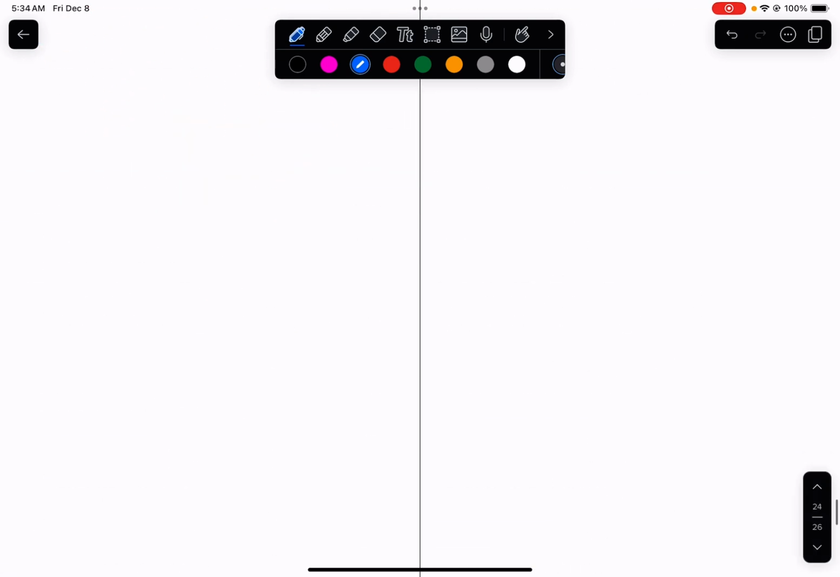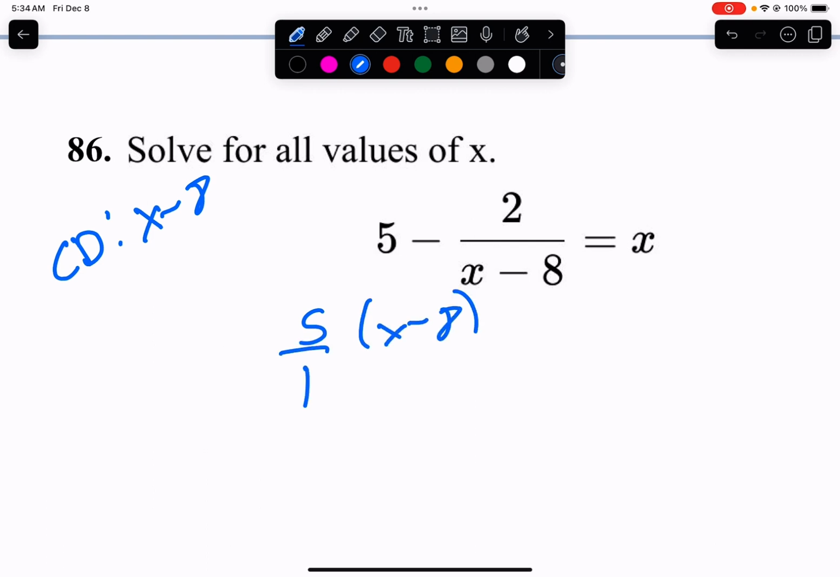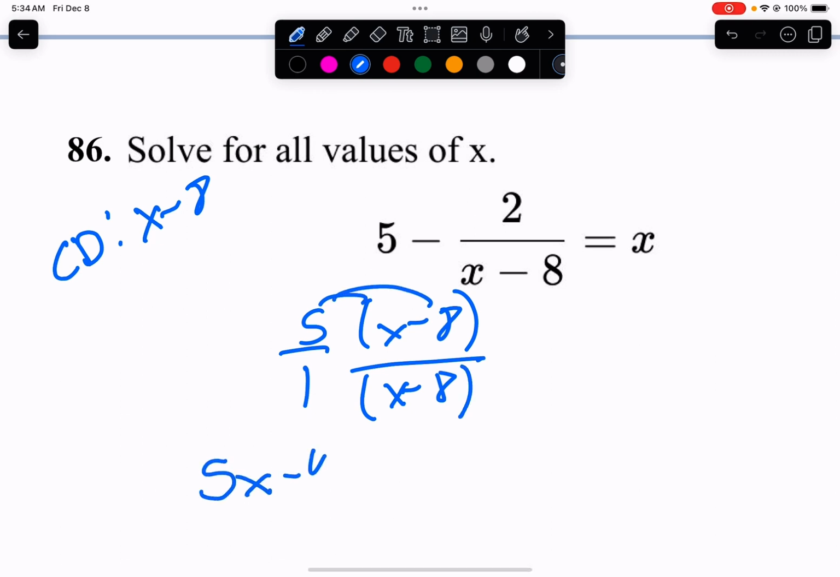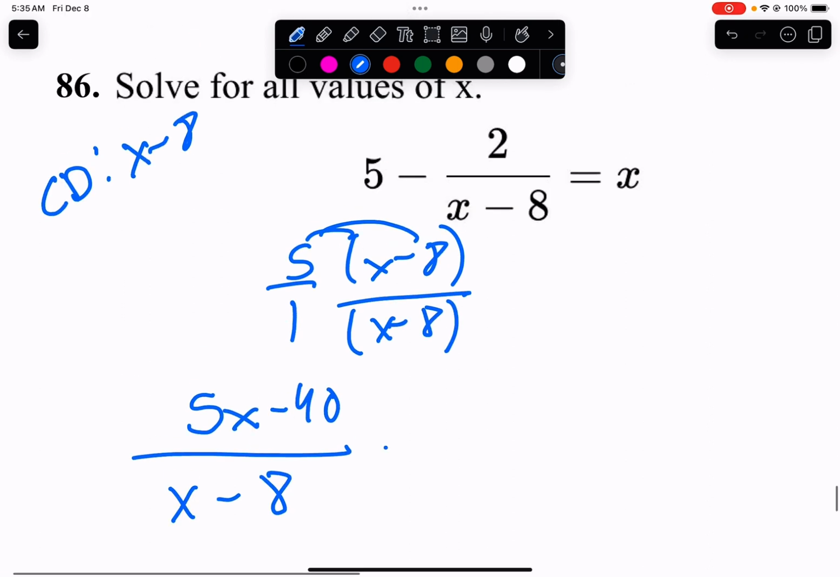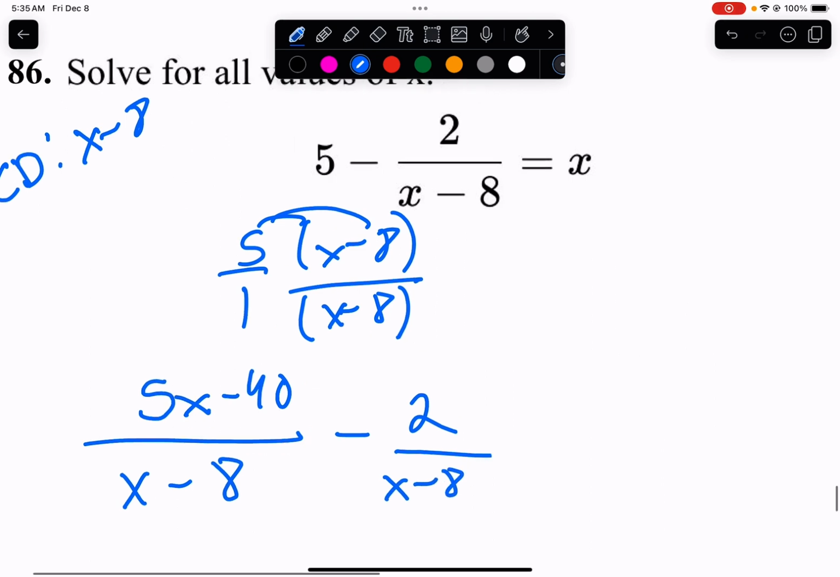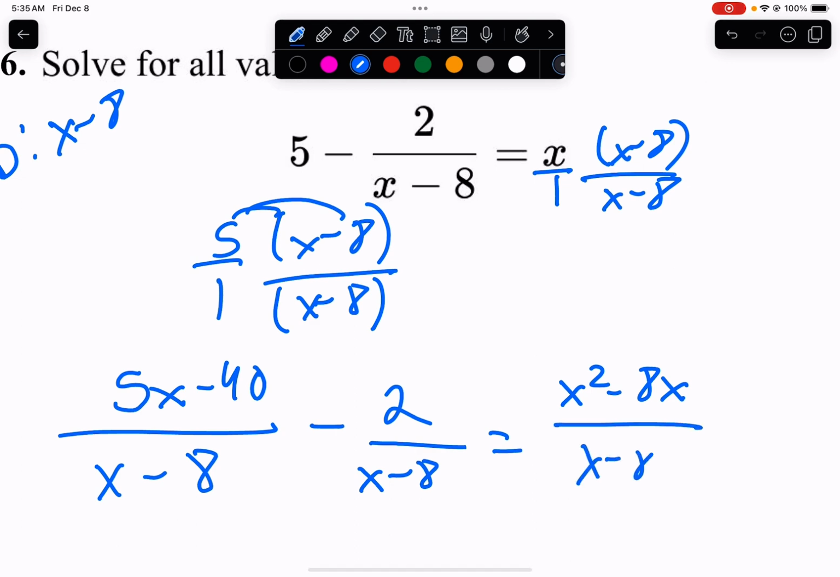All right. Let's go ahead and try number 86 here. So if we look here, our common denominator is going to be x minus 8. So I'm going to do 5 over 1 times x minus 8 over x minus 8. We distribute, and we get 5x minus 40 all over x minus 8, minus 2 over x minus 8. And then this guy also needs the common denominator. We're going to multiply him by x minus 8 over x minus 8. So we get x squared minus 8x all over x minus 8.